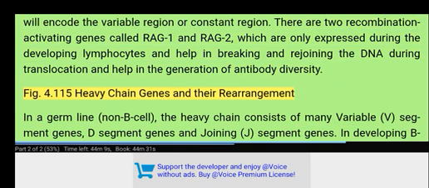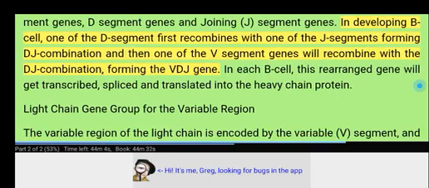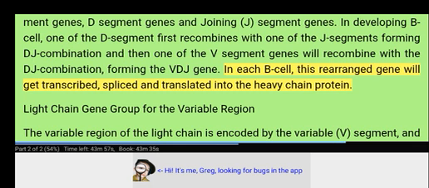Figure 4.115, heavy chain genes and their rearrangement. In a germline non-B cell, the heavy chain consists of many variable V segment genes, D segment genes and joining J segment genes. In a developing B cell, one of the D segments first recombines with one of the J segments forming the DJ combination, and then one of the V segment genes will recombine with the DJ combination, forming the VDJ gene. In each B cell, this rearranged gene will get transcribed, spliced and translated into the heavy chain protein.